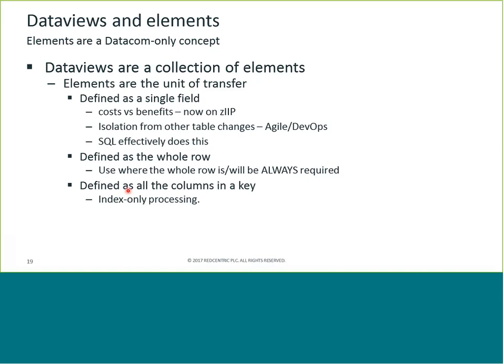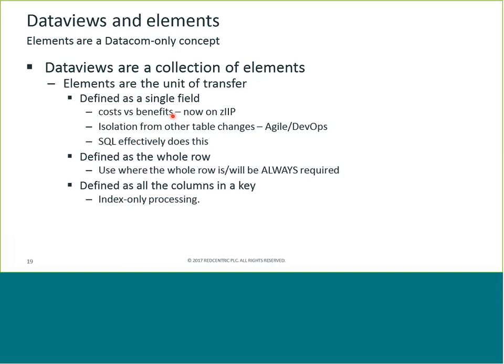Also, if you have data views that only have elements that contain columns that are part of a key, then Datacom does index-only processing. It doesn't go to the data area at all, because it knows it can get all the data to satisfy your request and send it back just from reading the index. So my recommendation at sites is that you have a mixture of data views. You don't stick to one standard. Have single field elements for the cases where you only want a small subset of the row to be returned, and use data views that are appropriate for that.